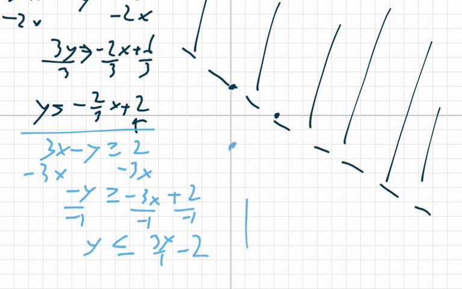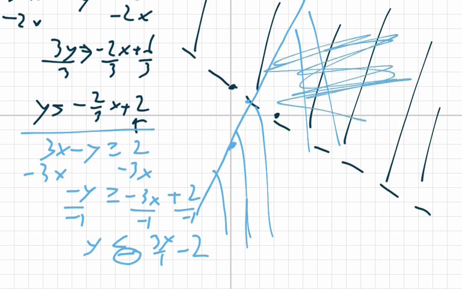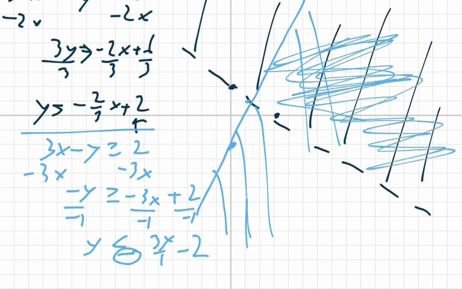So I'm going to start out at negative 2, go up 3 over 1. This time I have a solid line, and I'm less than that line, so we shade underneath. So once again, I'm going to shade this where the black and the blue meet, which is on the right side.